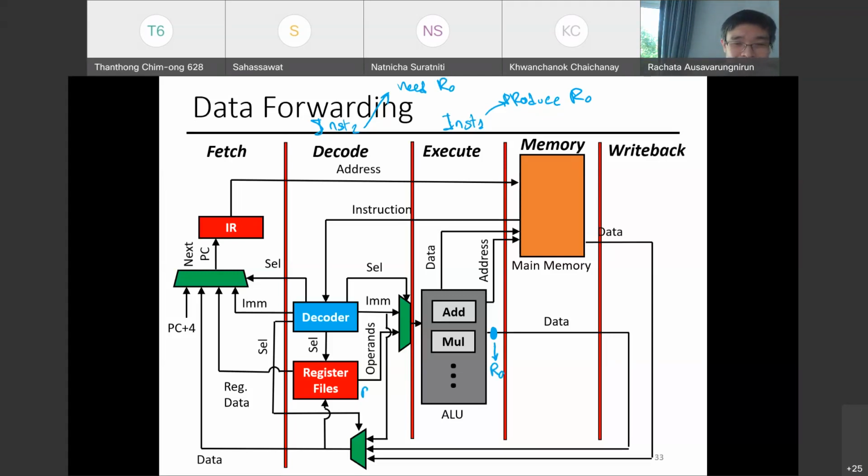Instead of getting R0 from here, this is the old R0, which is wrong. It still has the wrong value. You forward it into your mux and you select that line. You make sure the mux selects this new R0.